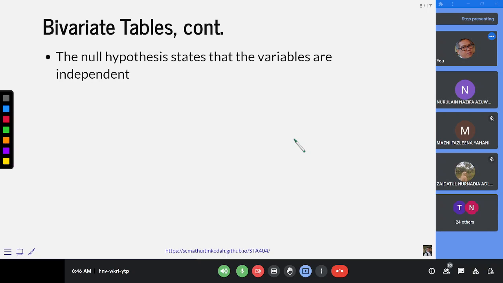Okay, the null hypothesis states the variables are independent. So in chi-square test, the null hypothesis always states that the variables are independent. Or other terms that we can use are no association, or maybe no relationship, ataupun not related, ataupun no relationship, boleh juga, tak ada masalah. Okay, so that is for the null hypothesis. So always remember that. So the null hypothesis is whether they are independent, no association, or no relationship.